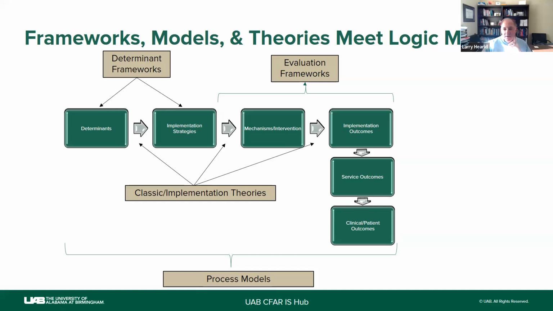And finally, classic theories or implementation theories are especially useful for filling in the gaps in linking different parts of the logic model. So, for example, some logic models will specify the causal mechanisms between implementation strategies and the interventions and the outcomes. And classic theories and implementation theories, because they help us understand how and why things are related, are ideally suited to unpack these kinds of causal mechanisms linking these things together.